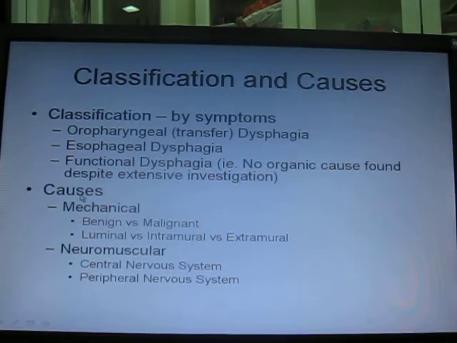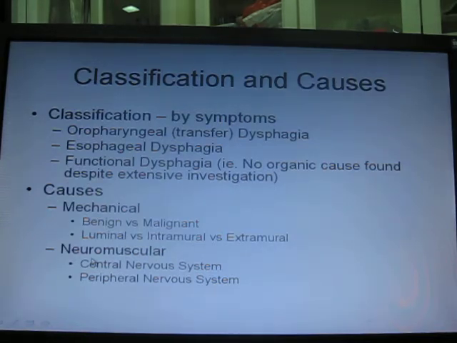The causes of mechanical and neuromuscular can be further divided. For mechanical, whether it's benign versus malignant, like a peptic stricture versus esophageal cancer, and whether it's a luminal versus an intramural versus an extramural cause. I guess you know that when you talk about any obstruction, you divide into whether it's in the lumen, in the wall, or outside the wall.